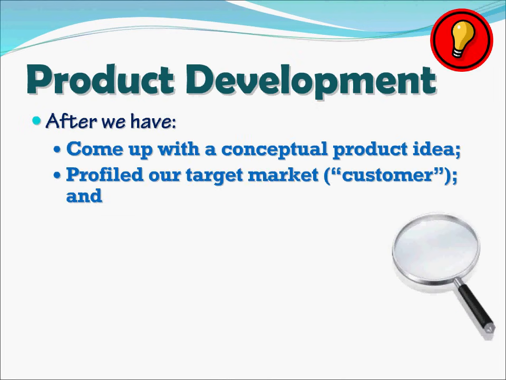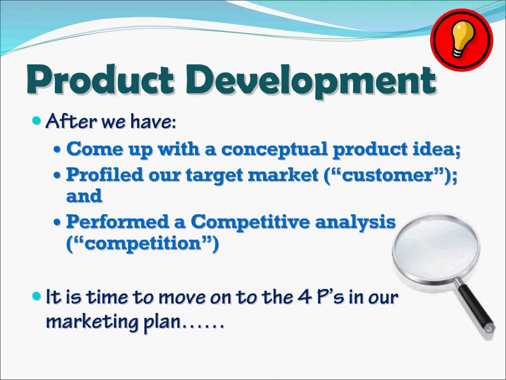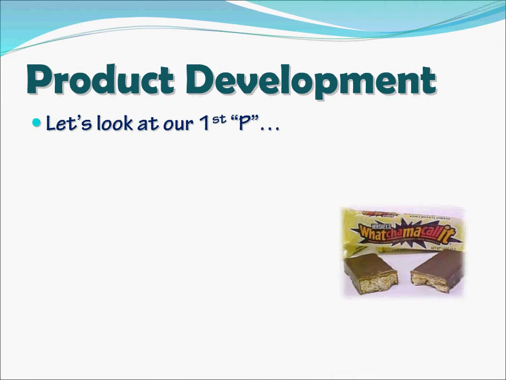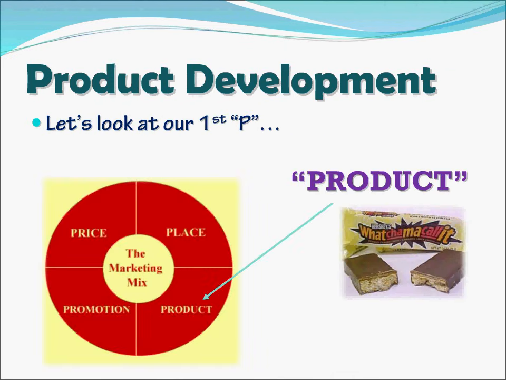So before we get into the stages of product development, we need to understand where it falls in the marketing process. Basically, we don't begin to develop our product until we've come up with a conceptual product idea. So the idea of your product, how it's going to be used, who it is going to satisfy, so the profile of your target market, as well as who will be your competitors, who you have to be aware of. Once you figure this out, then you move on to the product and the 4 Ps of our marketing plan. So the first P is product.